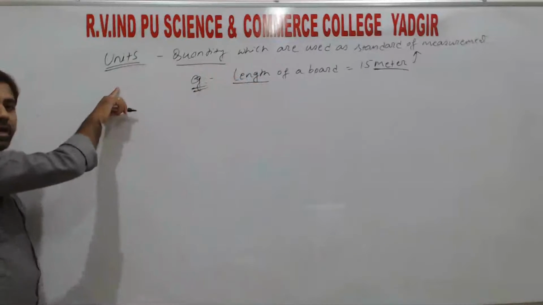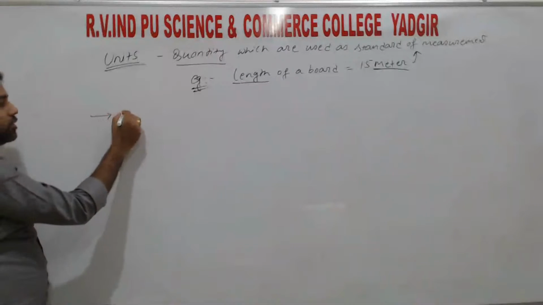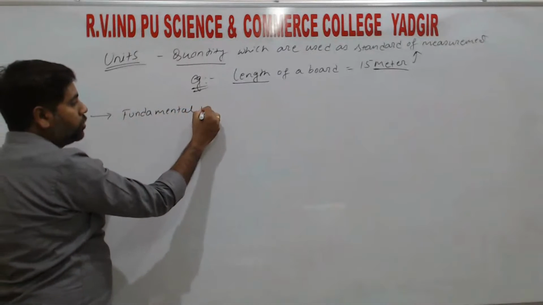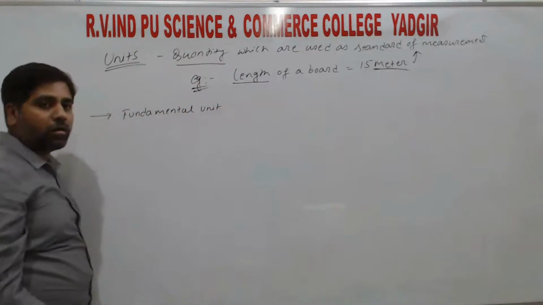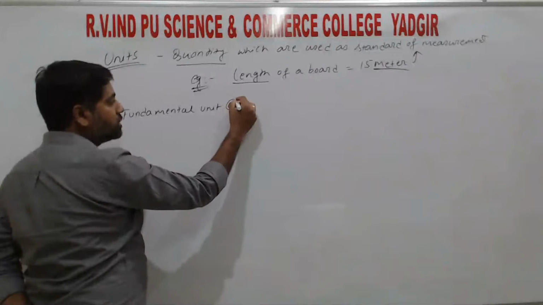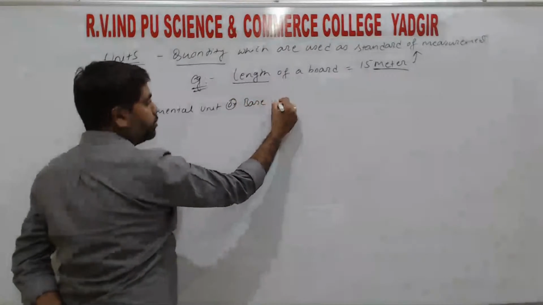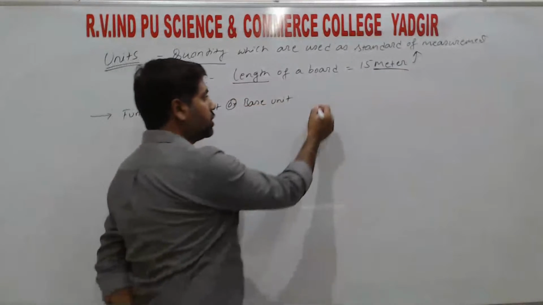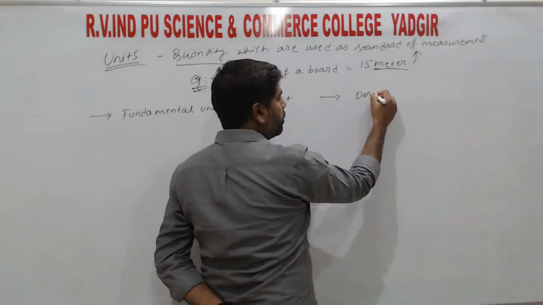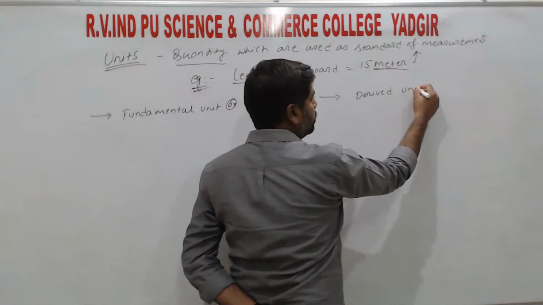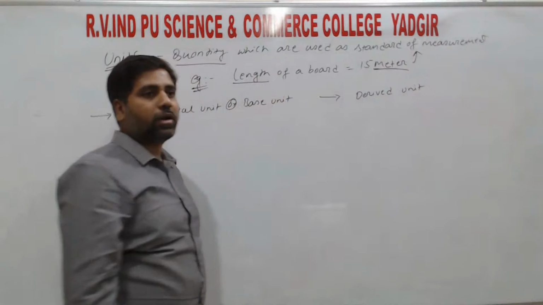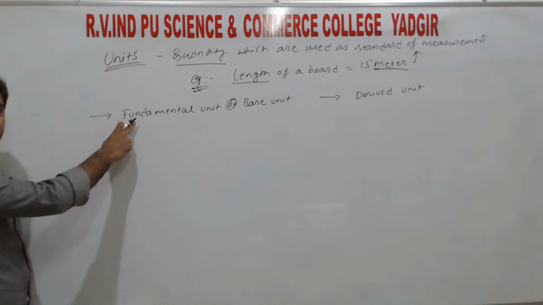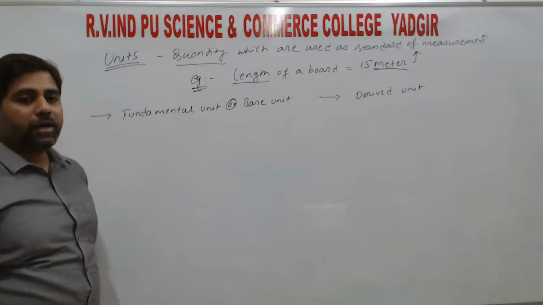So again in units we have two types. One is the fundamental unit, or in other words we call that a base unit. That means it is related to fundamental quantity. The second one we call a derived unit, right? So again units are classified into two types: one is fundamental unit or base unit, the other one is derived unit.